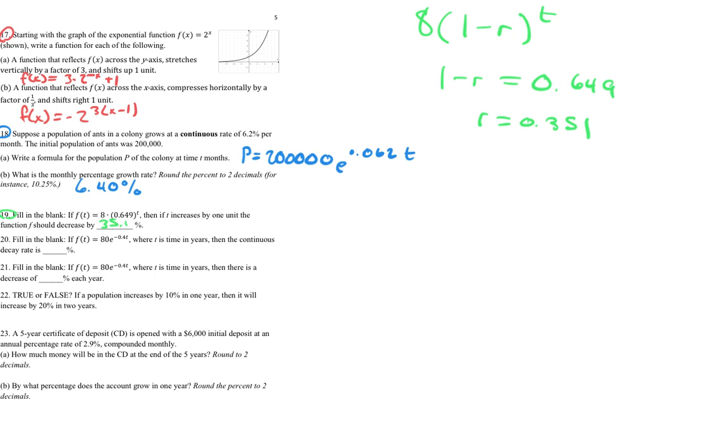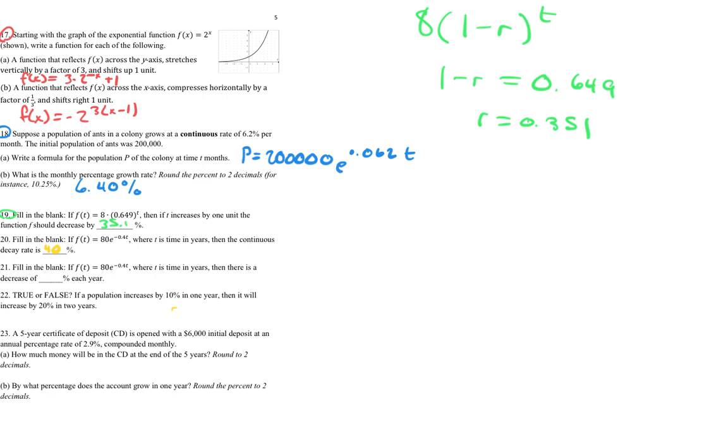So then for 20 here, fill in the blank. If f of t equals 80e to the negative 0.4t, where t is time in years, then the continuous decay rate is... Because we have e to some number, this number here is our continuous decay rate, negative 0.4. And because we're decaying, that negative sign is what suggests that we're decaying. So we say that our decay rate is just going to be 40%.